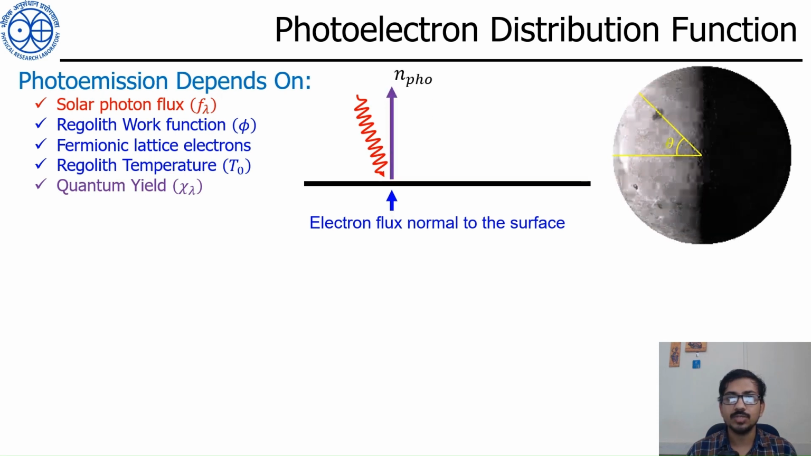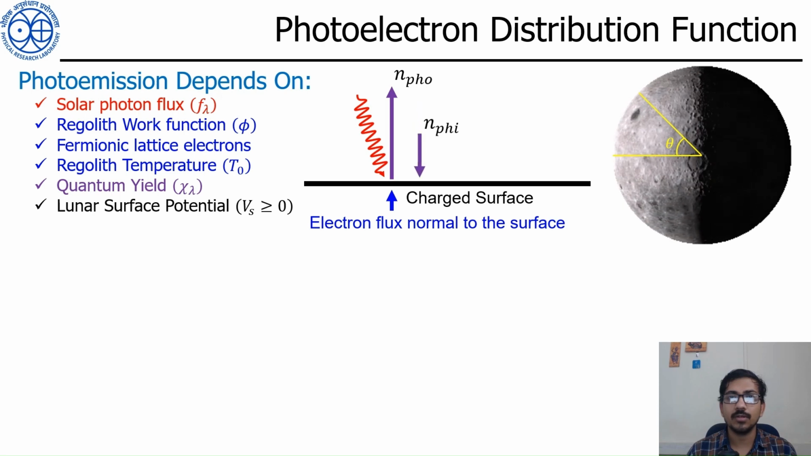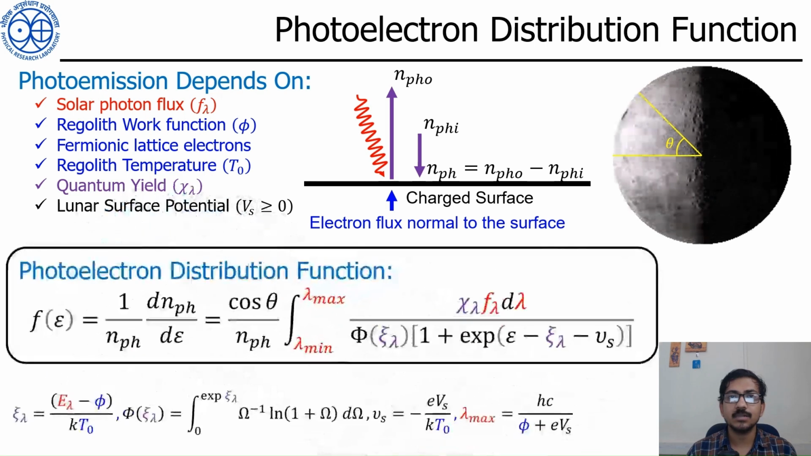As the surface loses electrons, the surface acquires a finite positive potential, which attracts some of the emitted electrons in the form of incoming photoelectron flux. So the net flux will be the difference between the two. Including all these aspects, the photoelectron distribution function will look like this.